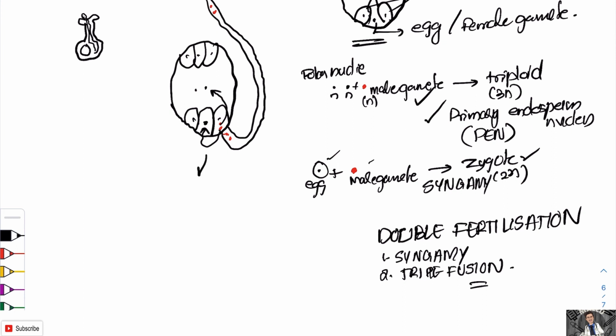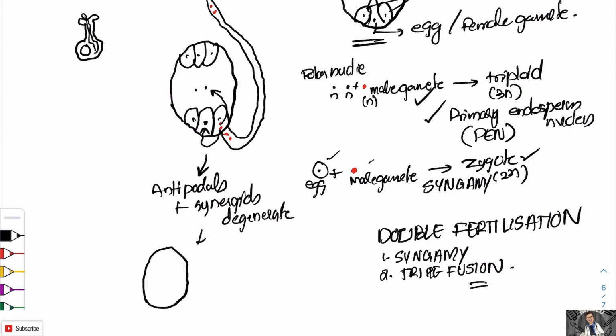So after this fusion, the antipodals degenerate and both the synergids also degenerate. Means they fade off. Antipodals and synergids degenerate. And the embryo sac becomes something like this. Here we have the zygote, and here we have the primary endosperm nucleus. Primary endosperm nucleus and zygote.